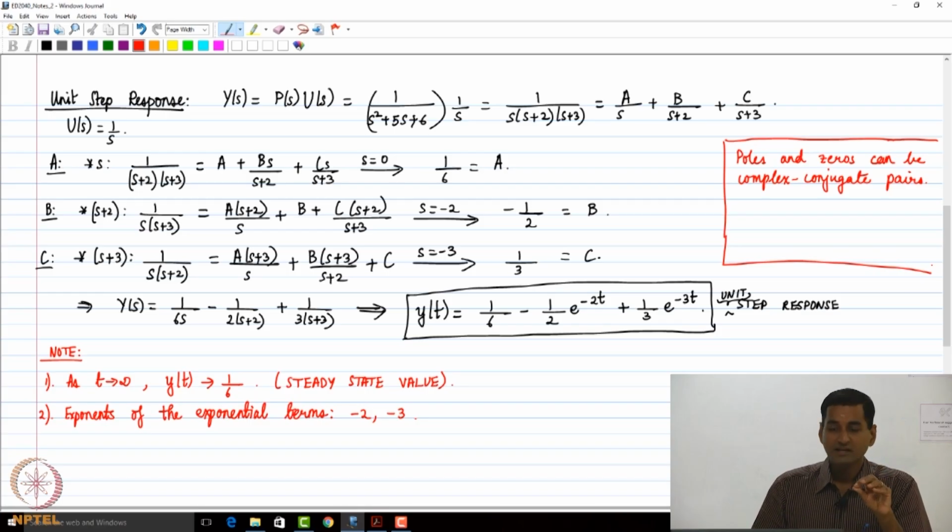So we would observe that the exponents of the exponential terms in general would be the real part of the poles. In this particular example, -2 and -3 are essentially real numbers; the imaginary part was 0. So that's why we have got the terms e power minus 2t and e power minus 3t. So in general, the exponents of the exponential terms would be the real part of the poles.